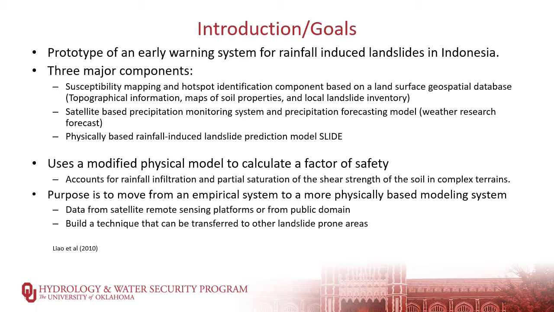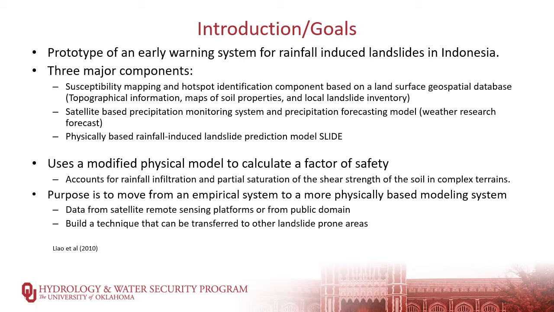For the introduction, the prototype was an early warning system for rainfall-induced landslides in Indonesia, and basically there are three components to this early warning system: susceptibility mapping and hotspot identification, and this is based on a geospatial data set, and it's basically topographical information, maps of soil properties, and local landslide inventory, like how often landslides happen or they've been observed. A satellite-based precipitation monitoring system and precipitation forecast model.